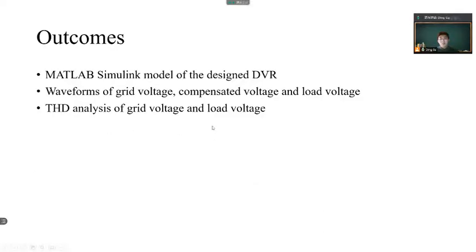Combined with the previous knowledge, we get these outcomes. First, we use MATLAB Simulink to build the model of the DVR. We obtain voltage waveforms of grid voltage, compensation voltage, and load voltage. Besides, we also use THD, that is total harmonic distortion, for analysis.